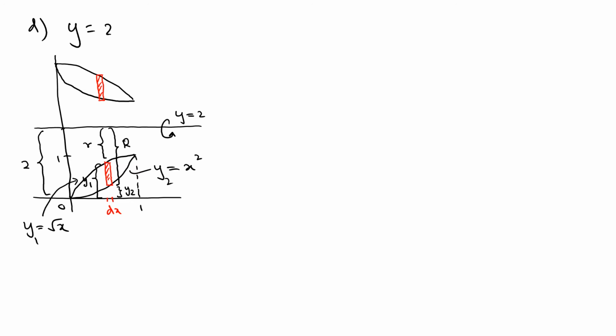So what's going to happen? What is small r? You can see small r is 2 minus y1. It's very clear from the geometry. But y1 we know. So what is y1? Y1 means square root x. So small r is 2 minus square root x. And the same thing we can do for large r, that is 2 minus y2, which is 2 minus x squared. Okay, so we found the 2 radii.